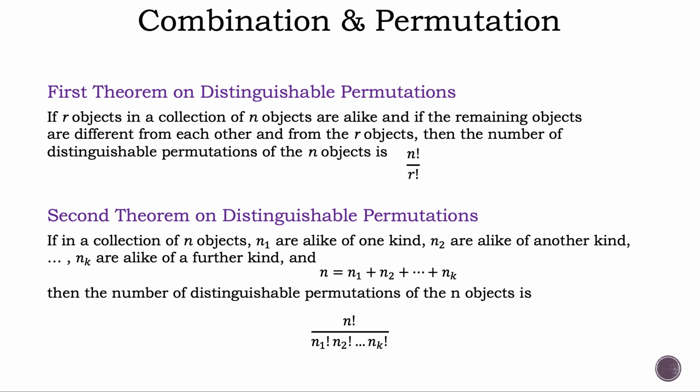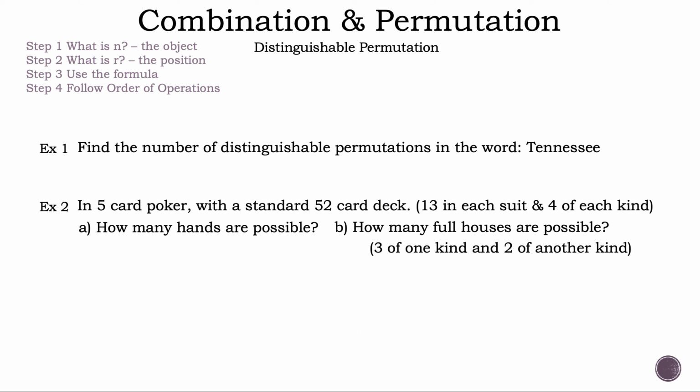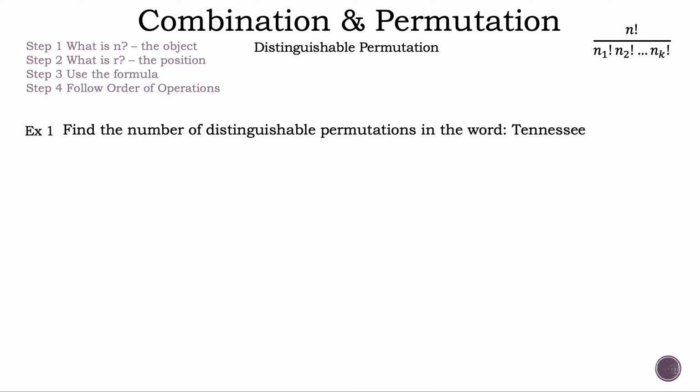Now, let's find out what these mean by putting these theorems into action. Let's take a closer look at the examples we're going to discuss in today's video. Let's take a closer look at example 1. Now, let's read the steps. Step 1. What is N? The object. Step 2. What is R? The position. Step 3. Use the formula. Step 4. Follow order of operations.